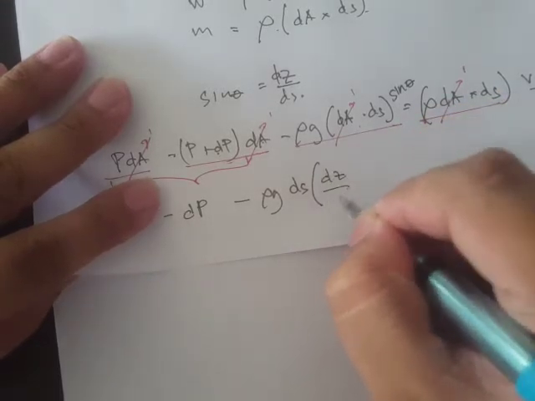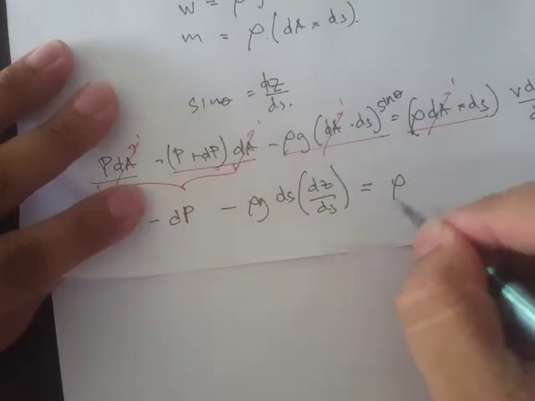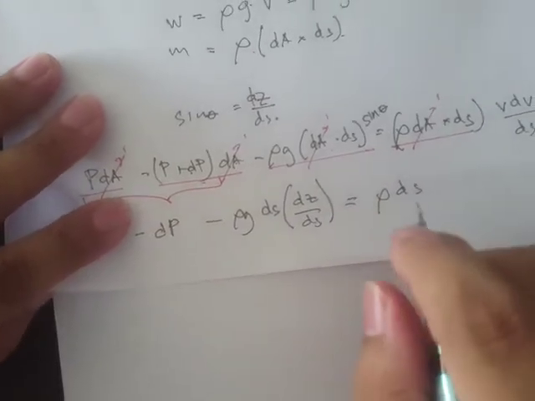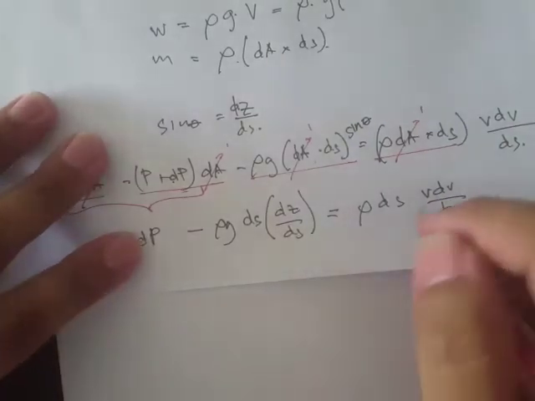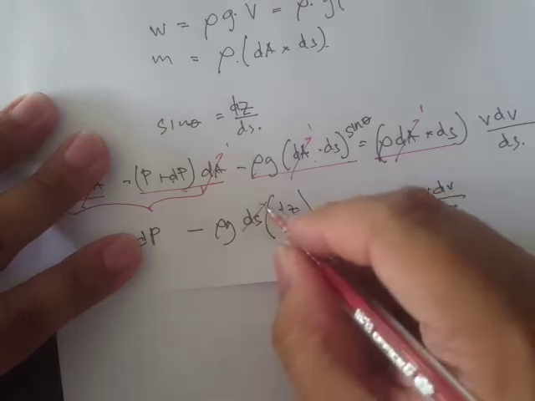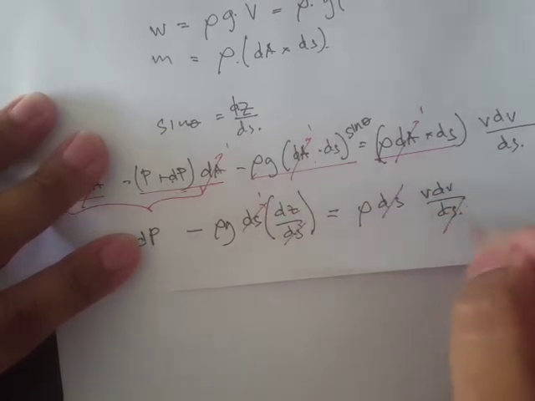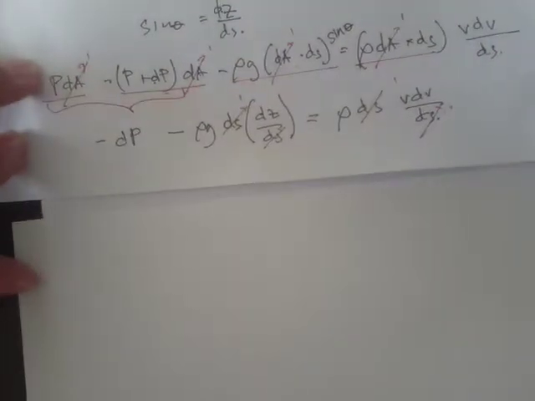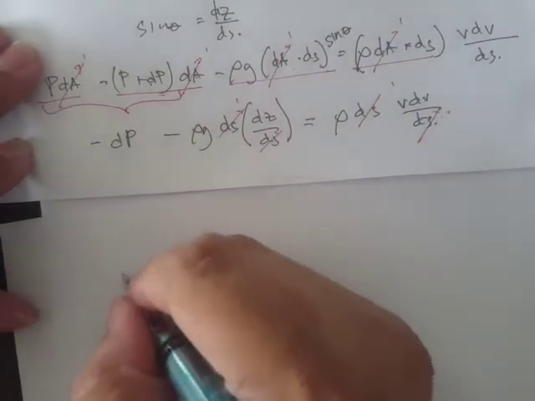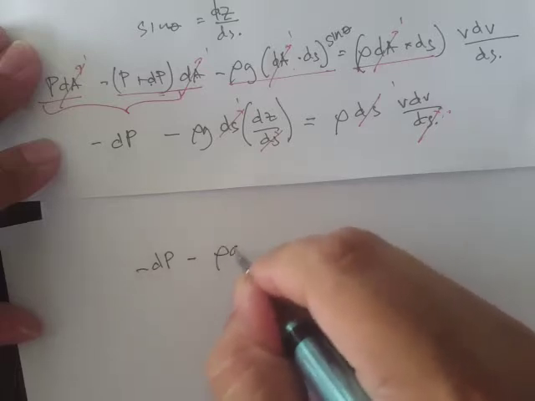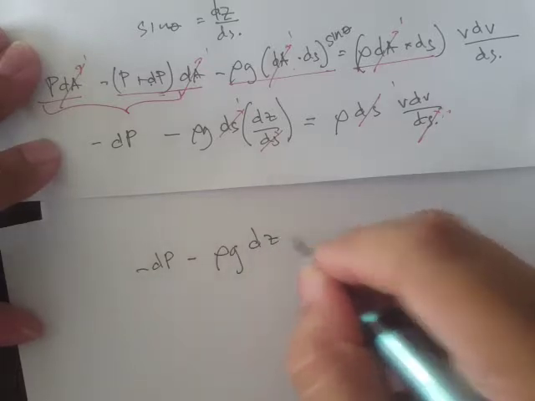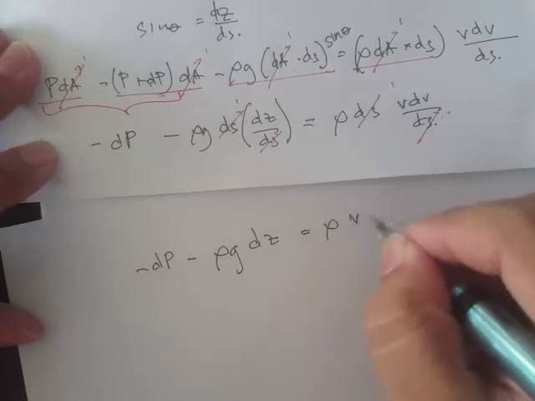That's dz all over ds is equal to rho ds v dv over ds. Okay, so furthermore, we can simplify. This is just equal to 1. Then this one is equal to 1. Therefore, that's minus dp minus rho g dz is equal to rho v dv.